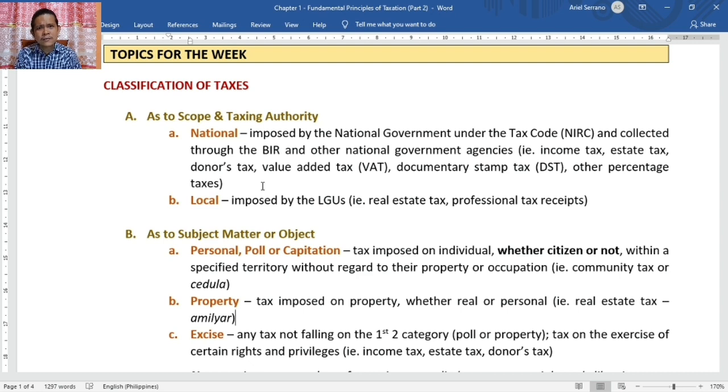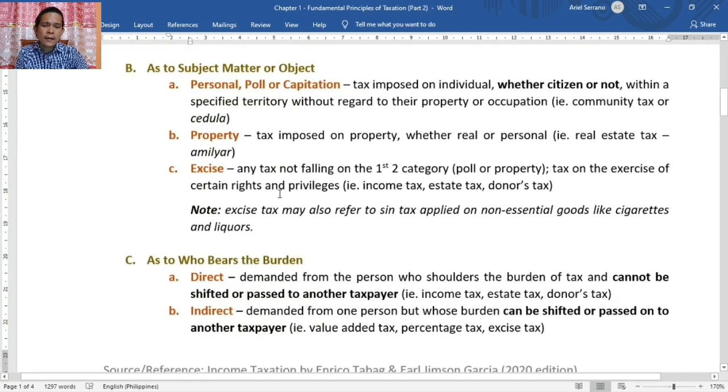Pag local taxes, ito yung mga impositions ng local government unit, ng LGU. Kagaya ng mga real estate tax at saka mga professional tax receipts. So that is as to scope and taxing authority. National versus local. Samantalang, as to subject matter or object, sino ba yung binubuwisan? Meron tayong tatlong category. Merong personal, poll or capitation. Iisa lang ang ibig sabihin diyan. May mga iba't ibang terms lang. And then you have your property tax and then the excise tax.